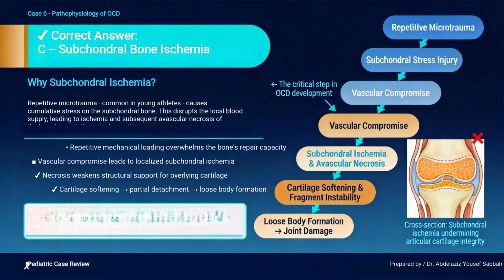The cascade follows this sequence. Repetitive mechanical loading overwhelms the bone's repair capacity. Vascular compromise leads to localized subchondral ischemia. Necrosis weakens structural support for the overlying cartilage, and cartilage softening leads to partial detachment and then loose body formation. An important note, in skeletally immature patients, the subchondral bone is especially vulnerable due to active endochondral ossification, making repetitive sport activity a key risk factor.